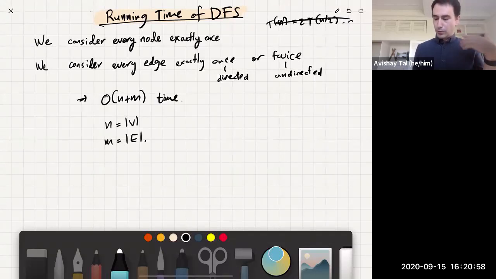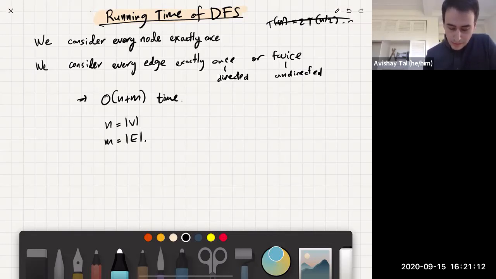And when are we going to consider it? When I'm going over all possible neighbors of a vertex, right? I'm actually looking at all possible edges, and I'm doing it only once. So this type of reasoning tells us that the amount of operations that we are doing is constant per vertex and constant per edge. So overall, the running time of this algorithm would be order n plus m.